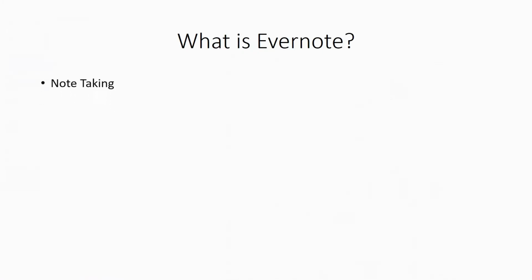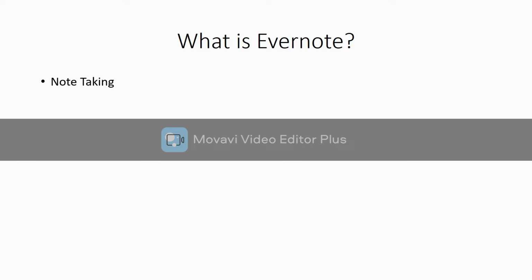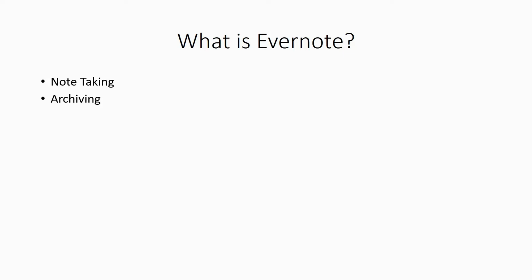So one of the key features in Evernote is going to be note taking. Whether you do that note taking digitally or you do it in an analog format, Evernote is there to house what it is that you have written. It takes those notes and anything else that you'd like to keep and archives them. So you have a place not only where you can store, but also where you can categorize.